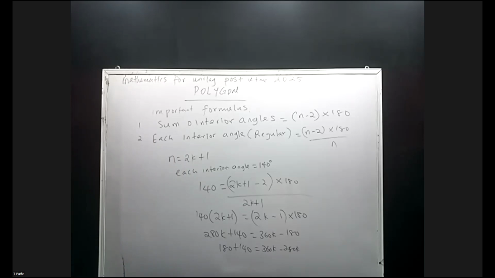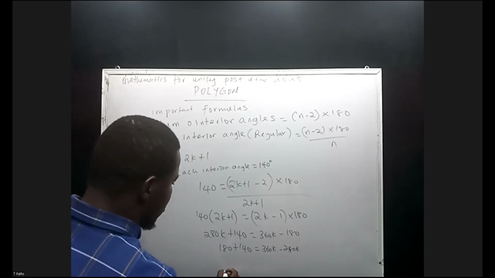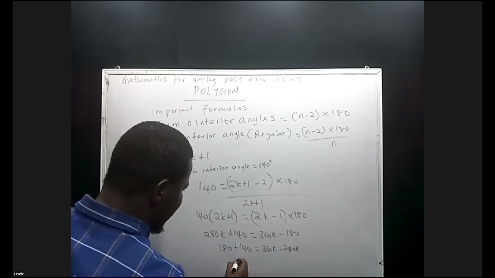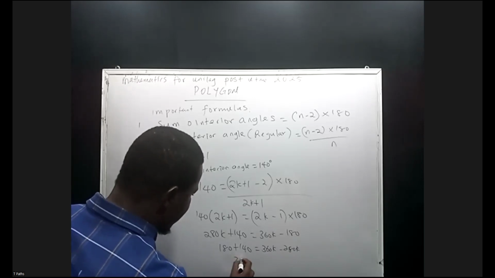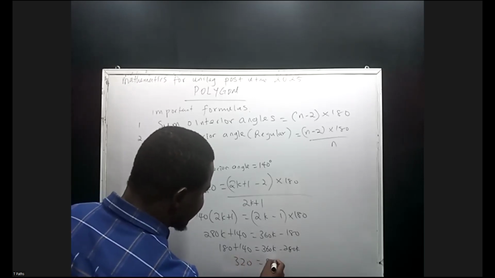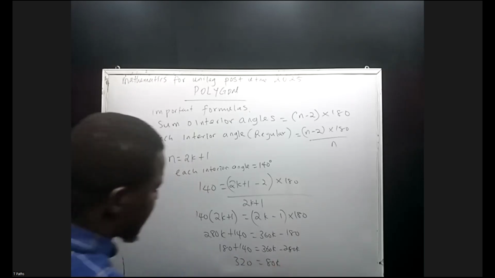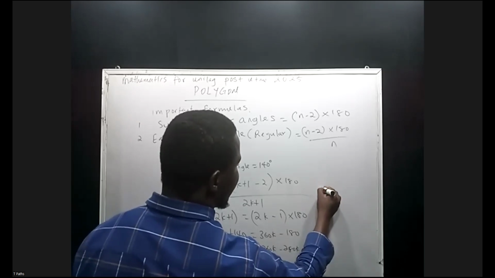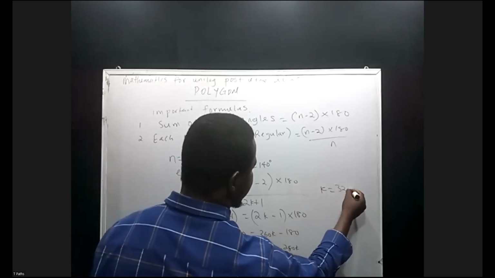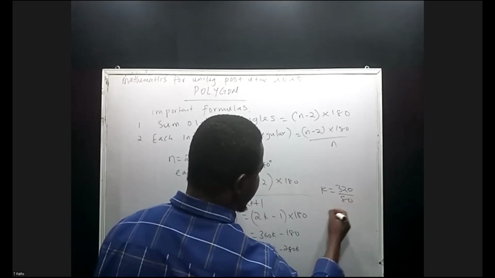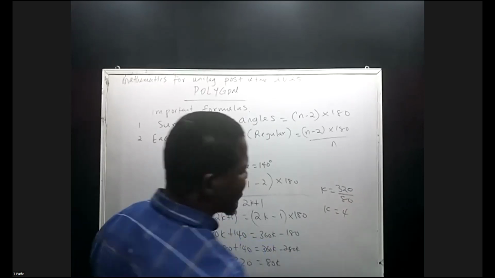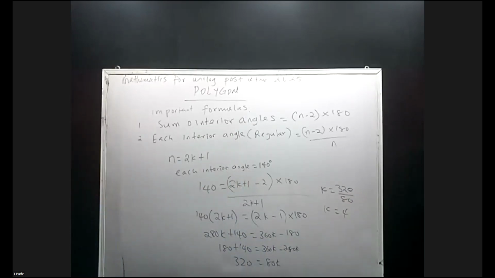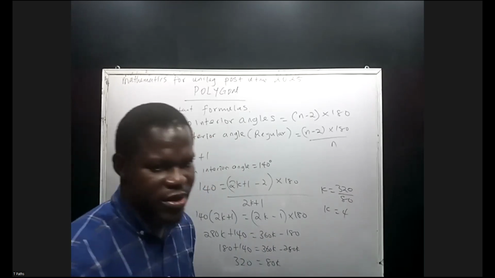320 equals 80k. So what's the answer now? We have k equals 320 over 80, which is 4. That is just 4. Straightforward. You see the next question now. You are going to display it and you are going to solve it.